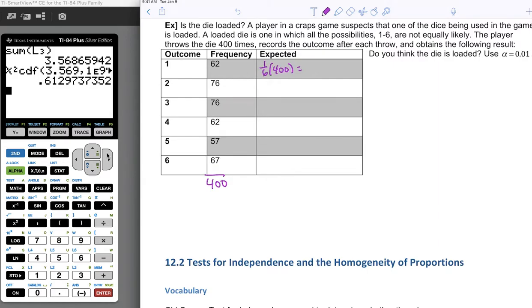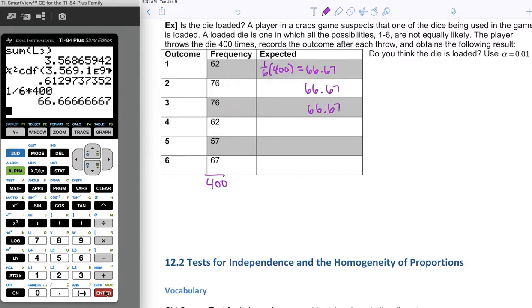Okay, well let's see what that is in the calculator. 1/6 times 400. Okay, about 66.67. And if you think about it, that's really going to be the same for all 6 outcomes. If they're all equally likely, they should all have gotten the same amount of times when the die was rolled.